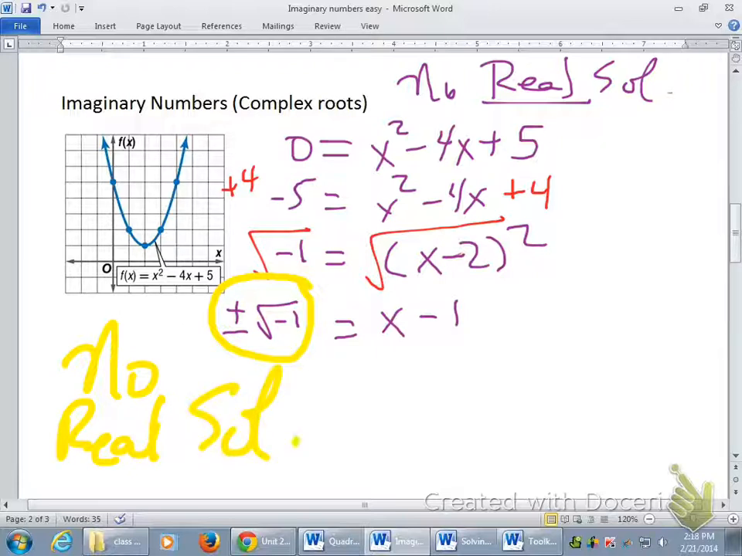And that makes sense, right? Because the graph never touches the x-axis. The graph doesn't touch the x-axis. I'm trying to do the square root of a negative. Both of those things, they don't make sense, right? All right. There is a way to deal with it.